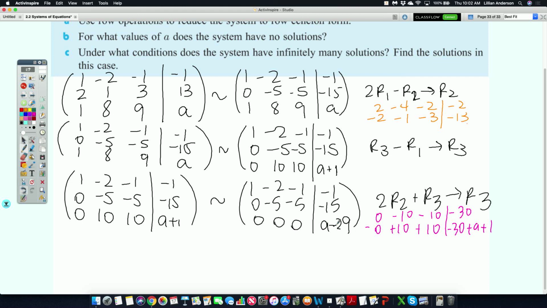Do you get down to this point where you have zeros on the bottom and a minus 29 on the bottom row? Yeah. Okay. Good stuff.